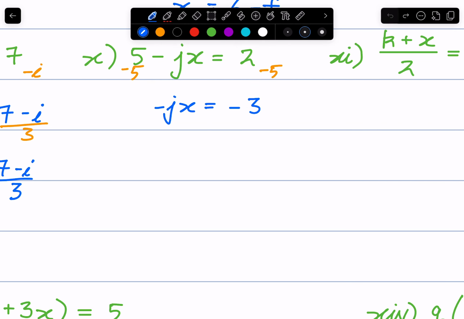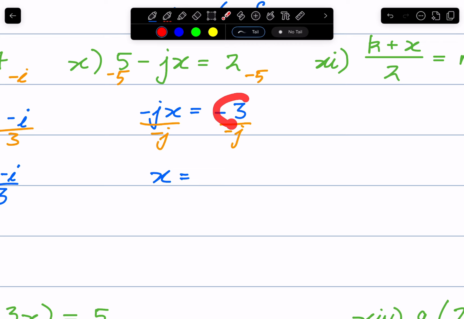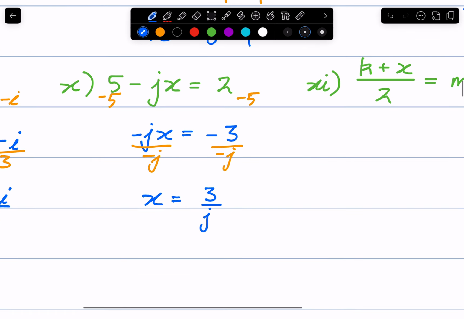Now we're going to divide by negative j, you can actually do this in 2 steps. We're dividing by negative j. This leaves us with x on its own. And now take note what's happening here. It's negative 3 divide negative j. So 2 negatives dividing will give us a positive 3 over j. That is the solution to this one.